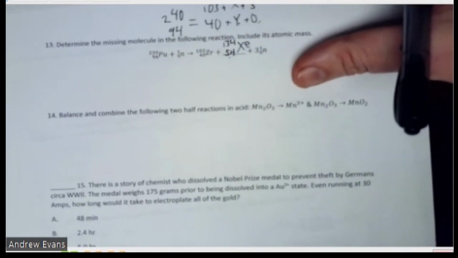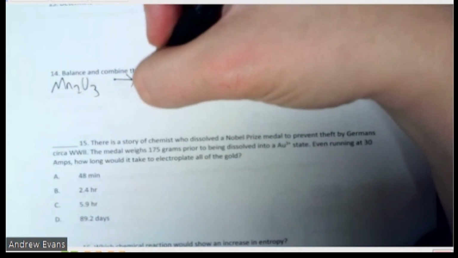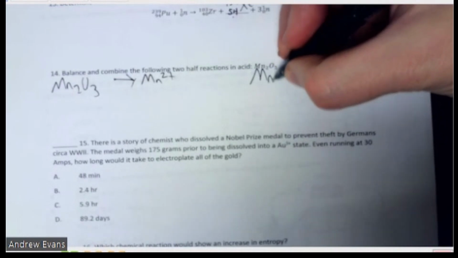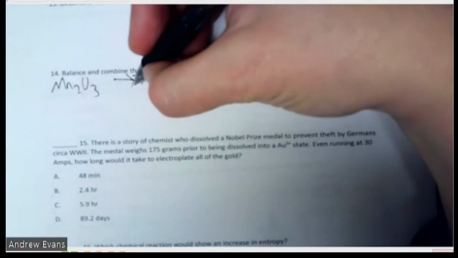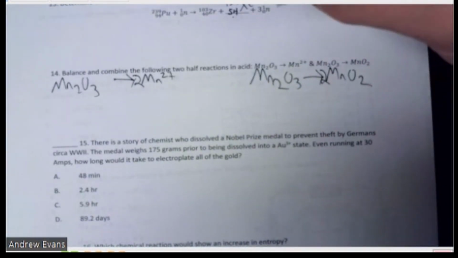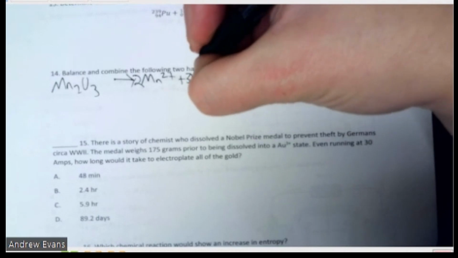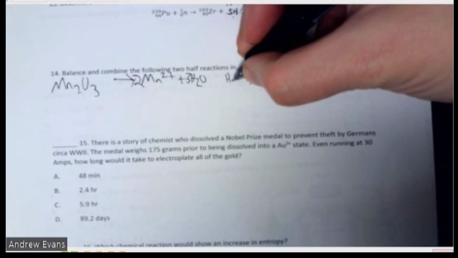Now, balance and combine the following two half reactions. Okay. Mn2O3 goes to Mn2 plus is one half reaction. And Mn2O3 goes to MnO2. Step 1: balance the manganeses. That's good. Step 2, balancing oxygens. 3 oxygens, we need 3 waters. 3 oxygens, 4 oxygens, we need 1 water.